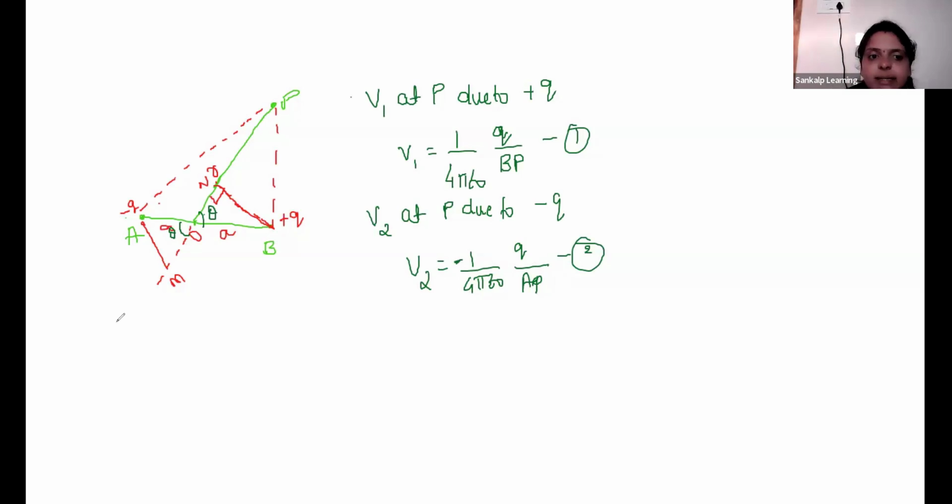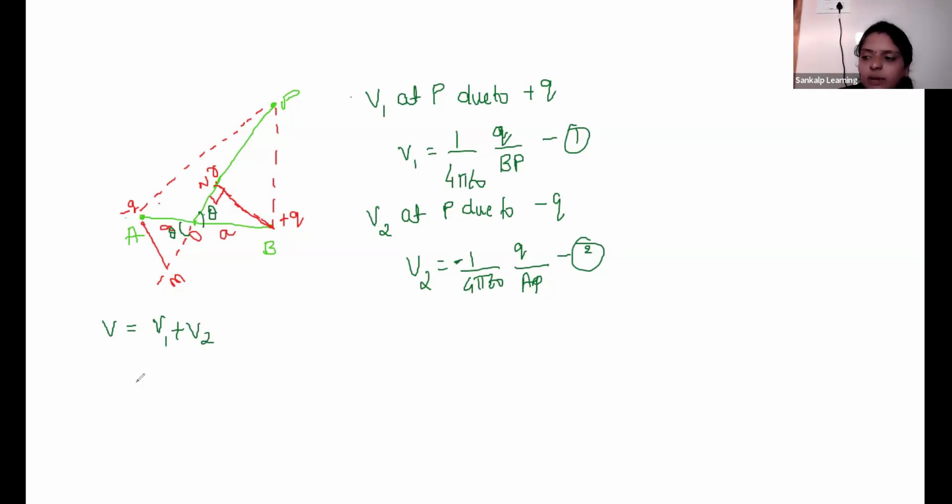The next step, the resultant potential is given by V is equal to, obviously, V1 plus V2, because according to the superposition principle, the algebraic sum is the resultant potential. So therefore V1 plus V2.